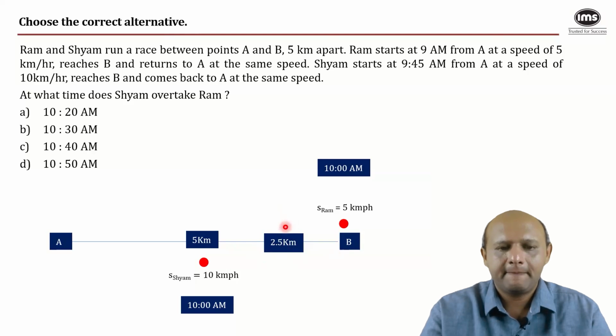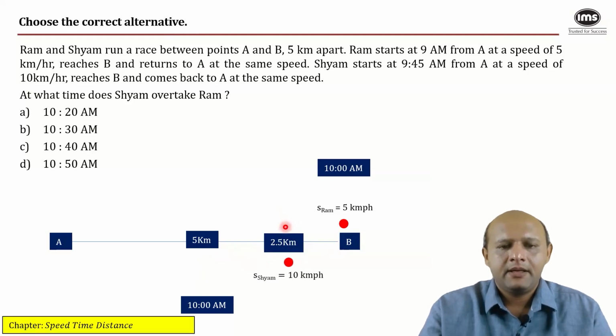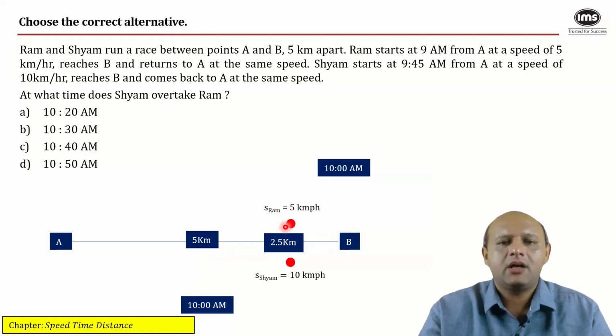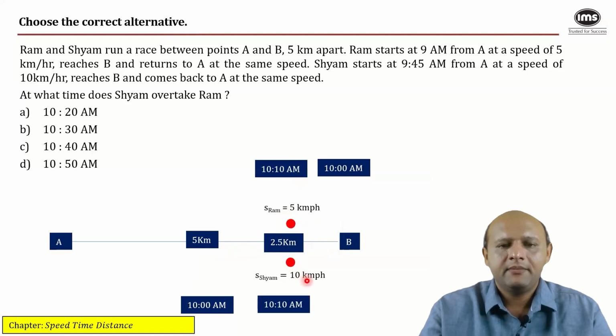So therefore, in a span of 10 minutes, how much would both of them cover? First, let's understand that. By 10:10, both of them have met, as we saw in the previous question. How much distance has he covered? Because they're taking 10 minutes, right? So 10 minutes is 1/6 of an hour, correct?